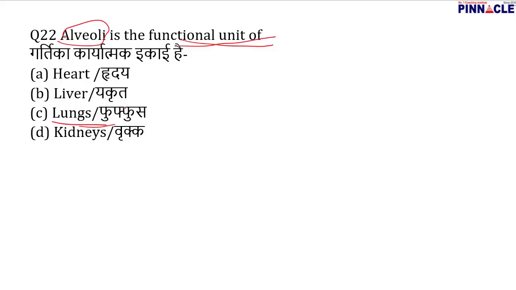Lungs is that particular organ where the exchange of gases takes place, and in lungs also at alveoli the exchange of gases takes place. The deoxygenated blood, that is the blood which is rich in carbon dioxide, releases carbon dioxide at alveoli, while the oxygen which we breathe in gets transferred to the blood and the blood becomes oxygenated. So this exchange of carbon dioxide and oxygen takes place in alveoli, and therefore alveoli is considered to be the functional unit of lungs. So for question number 22, C, that is lungs, is the correct option.